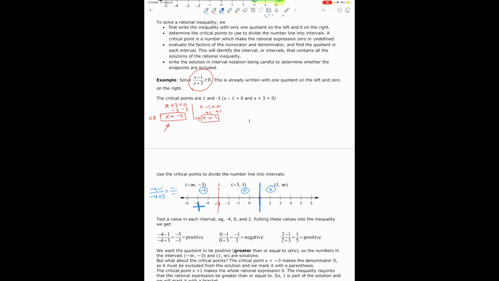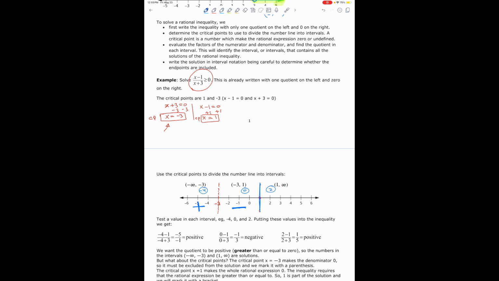If I test 0, I'm going to erase this. I will say 0 minus 1 over 0 plus 3. The numerator is negative, the denominator is positive, so this is negative. So it is negative. Different signs give negative, similar signs give positive.